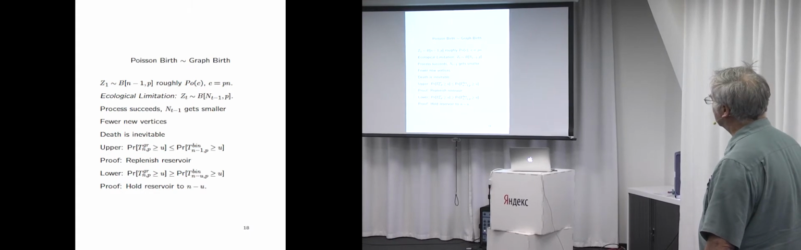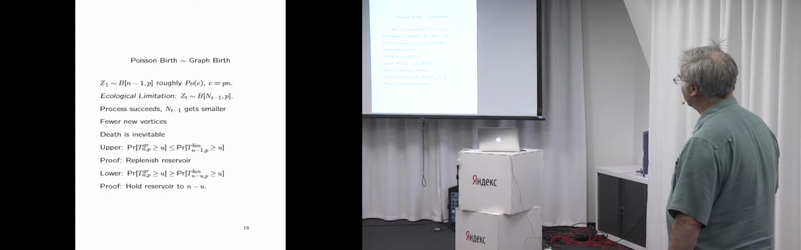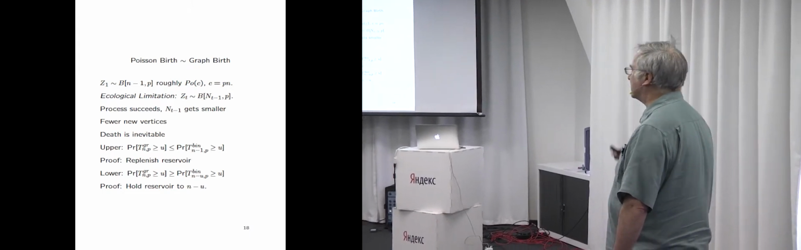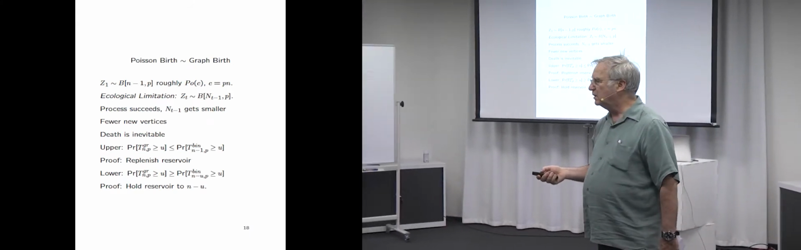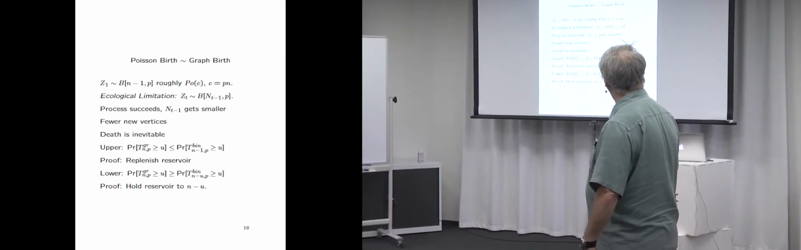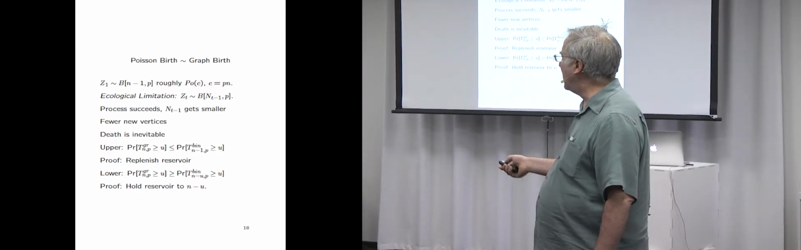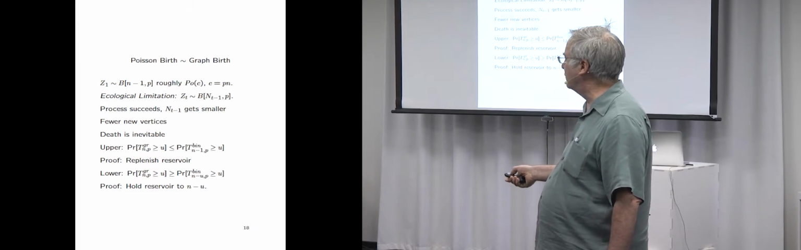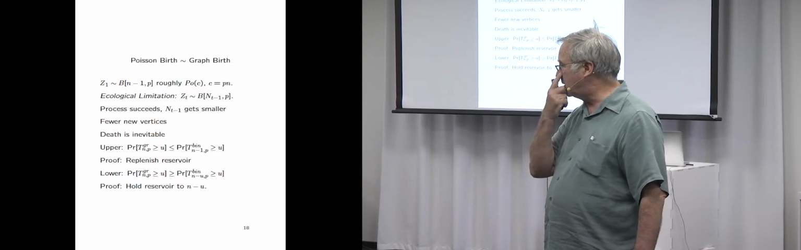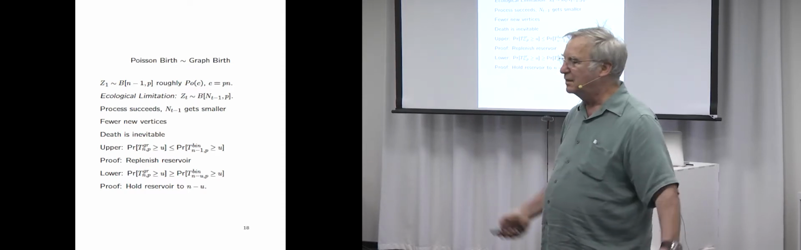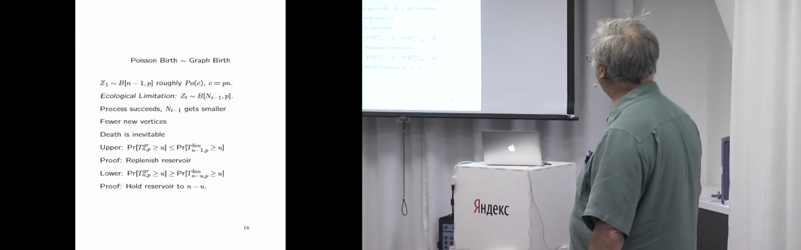That is, suppose you're looking at the actual graph model and you want to say, what is the probability that you generate a component of size at least u? Well, that's bounded from above by the binomial model, because you have an ecological limitation. So if you ignored that limitation, if you simply replaced the points that were deleted, then you would get the binomial birth model. So that provides an upper bound.